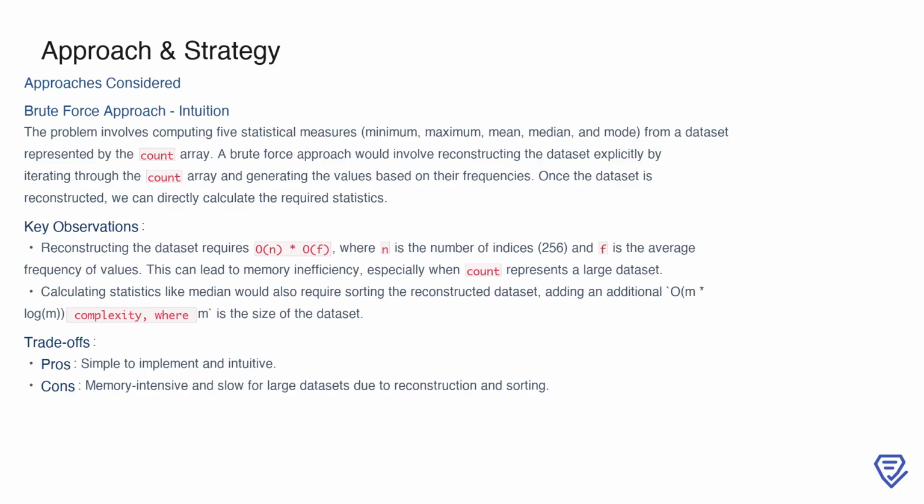While this approach might seem intuitive, it comes with significant trade-offs. First, reconstructing the dataset requires both time and memory proportional to the size of the data represented by the count array. Additionally, calculating the median would require sorting the reconstructed dataset, which adds further computational overhead. While this method is simple and easy to implement, it is not efficient for large datasets due to its high memory usage and slower runtime, making it impractical for this problem.